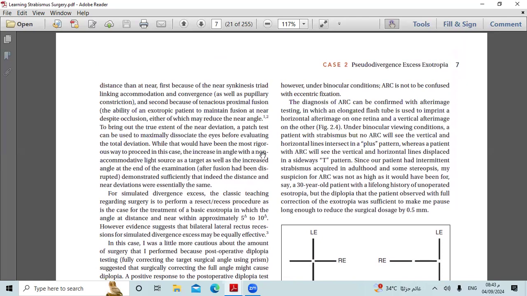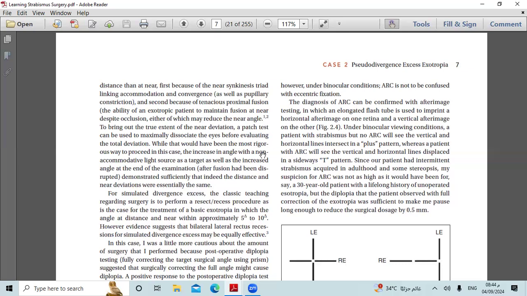Under binocular viewing conditions, a patient with strabismus but no ARC will see the vertical and horizontal lines intersect in a plus pattern, whereas a patient with ARC will see the vertical and horizontal lines displaced in a sideways T pattern. Since our patient had intermittent strabismus acquired in adulthood and some stereopsis, my suspicion for ARC was not as high as it would have been for, say, a 30-year-old patient with a lifelong history of unoperated esotropia.